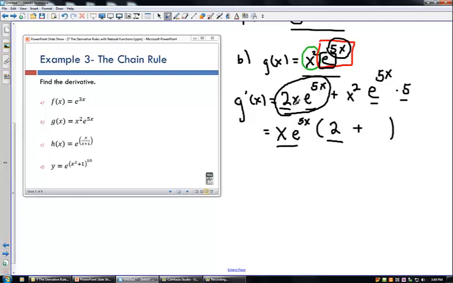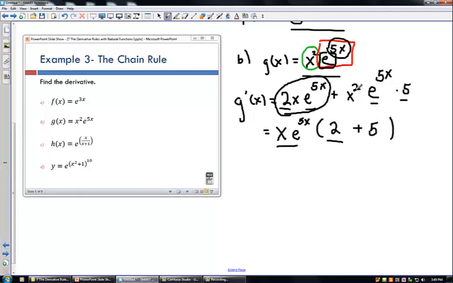2 times this, 2 times x e to the 5x is 2 times x e to the 5x. They're exactly the same thing, right? Just say it, and you can get yourself to believe it. Over here, I need a 5, because there's not a 5 over here.